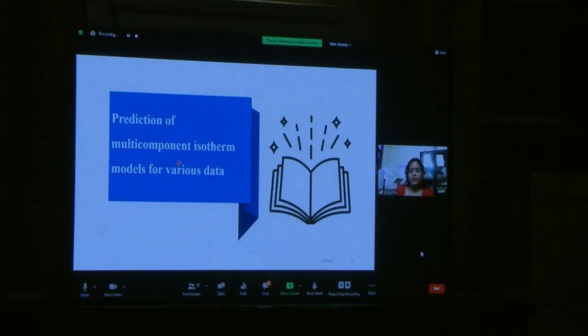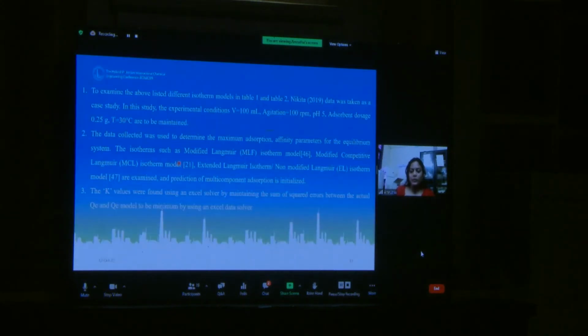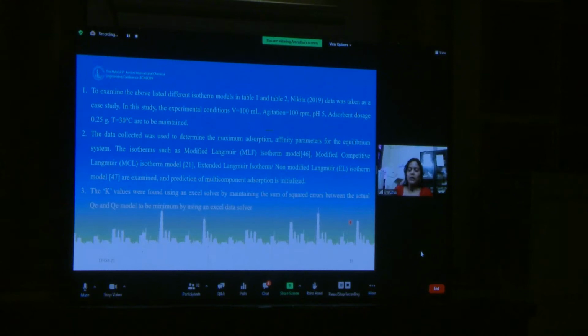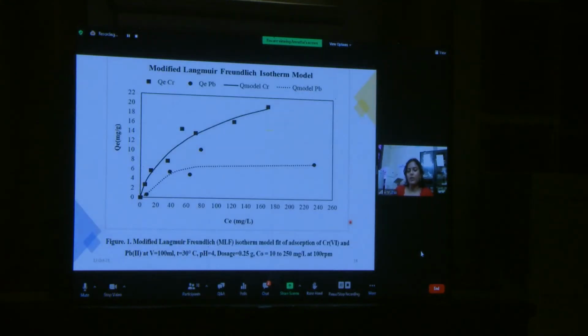Then I went on with an experimental analysis, that is, prediction of multi-component isotherm models. These are the modified Langmuir-Freundlich isotherm model. I took a chromium and lead solution and activated carbon prepared from the palm oil male flower plant. It was analyzed, and using Excel Solver, I modeled it.